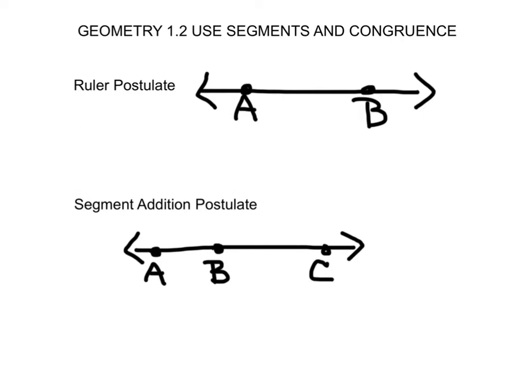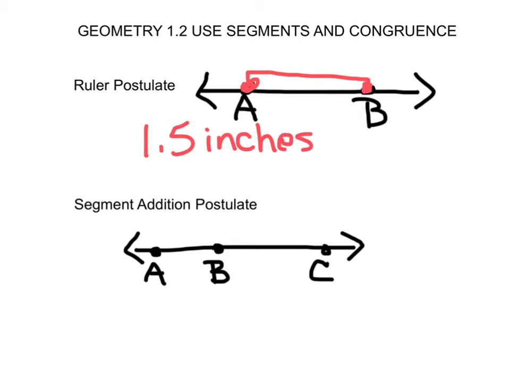So it's very self-explanatory. If we were to use a ruler to measure the length from this point A to this point B, and we put our ruler down and measure from A to B, whatever the length it says it is, that's what it is. That is the ruler postulate. I'm not going to use one, but say it said 1.5 inches. That is the ruler postulate. Easy business.